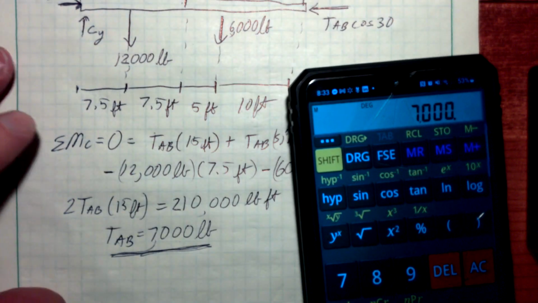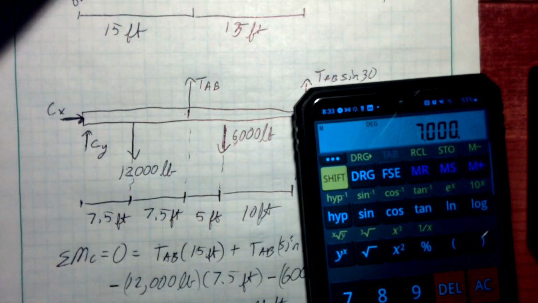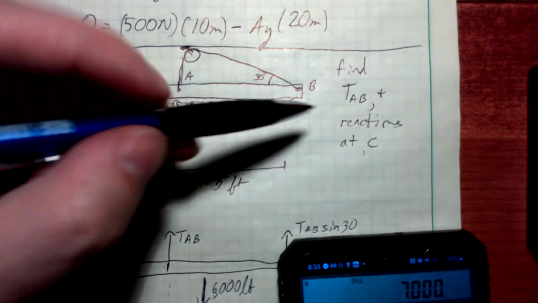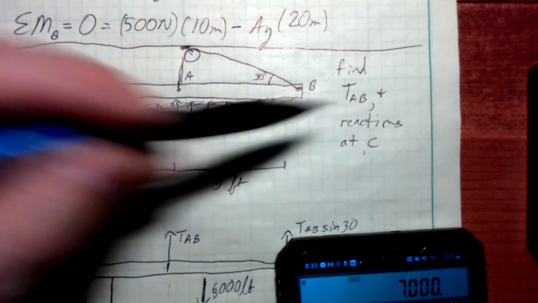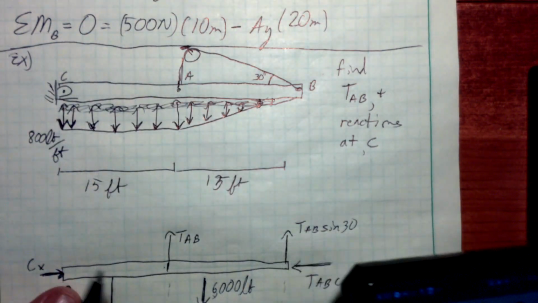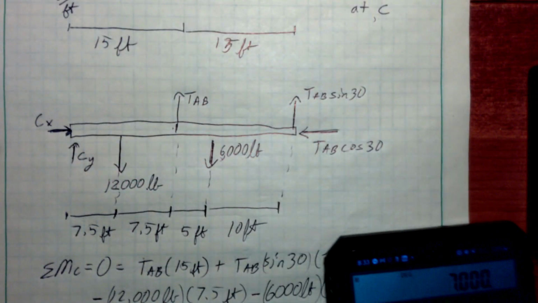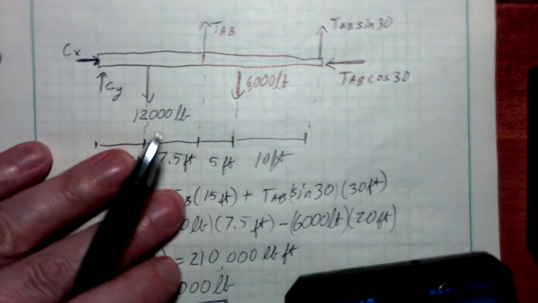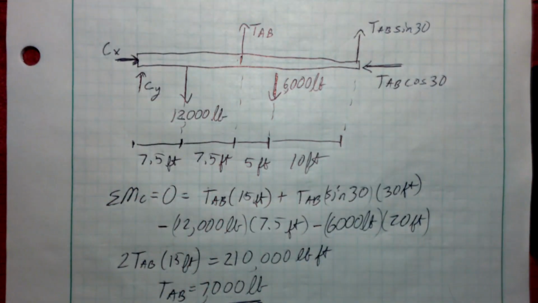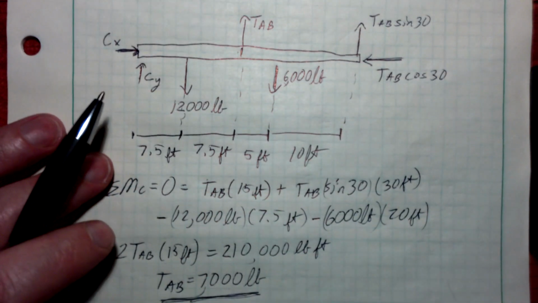Okay, are we done? What did we need? What were we looking for? T_AB, found that, and the reactions at C. Trying to find the reactions at C. Okay, good. It is entirely up to you how you want to approach it. I'd say pause it here and go find those other two unknowns.